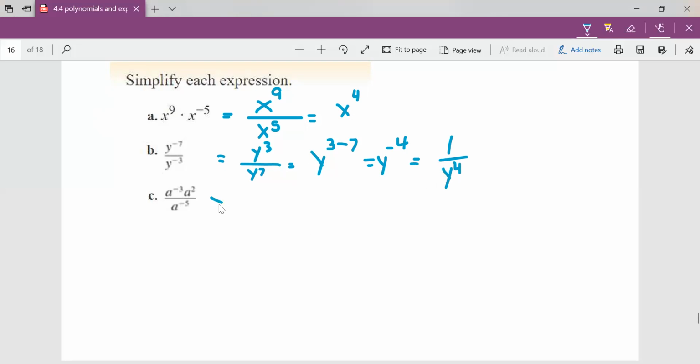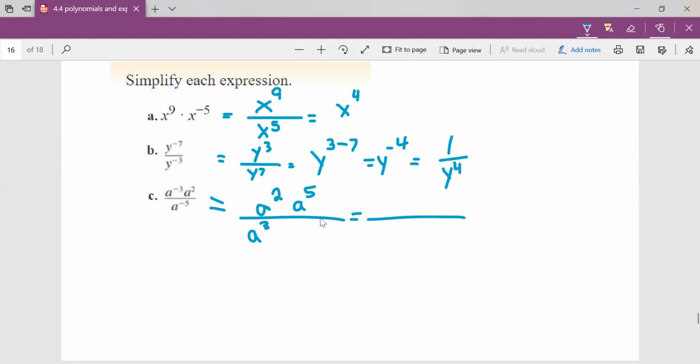All right, and then this last one. So I'm going to, a to the negative 3 is negative. I've got to turn it positive, so I'm going to bring it to the bottom as a positive. A squared, that's positive. That's going to stay positive on the top. Now, a to the negative 5th is on the bottom as a negative, so now I have to move that to the numerator as a positive.